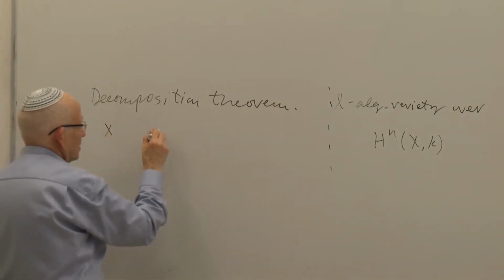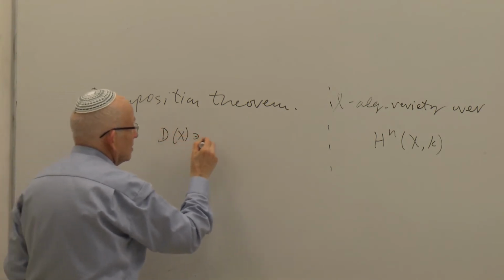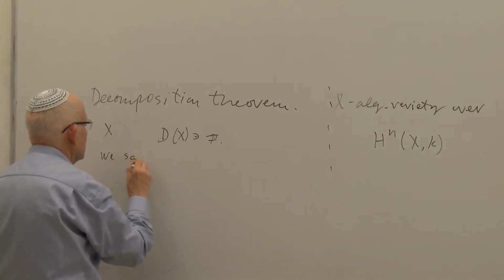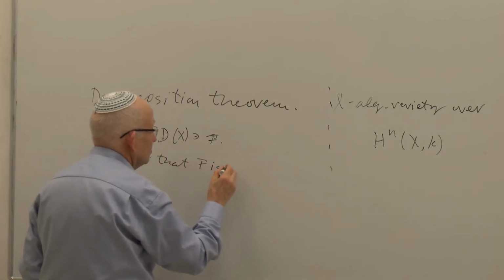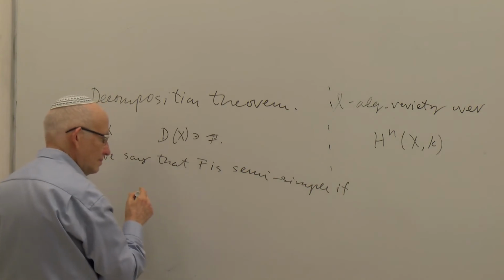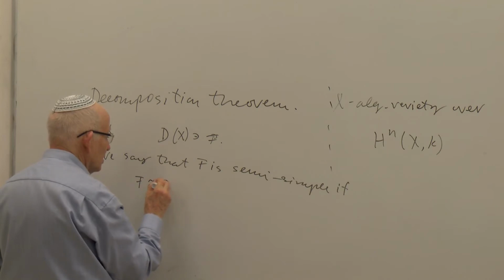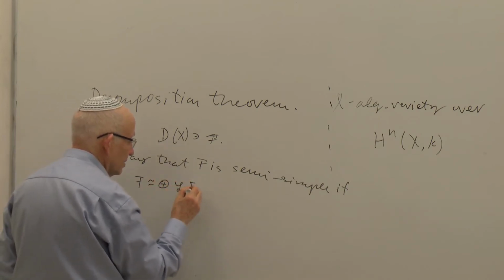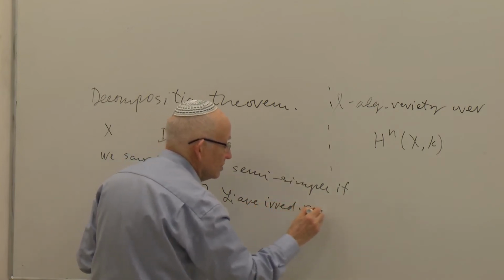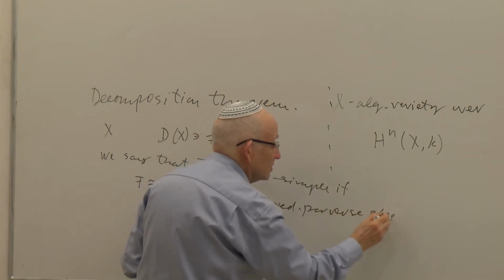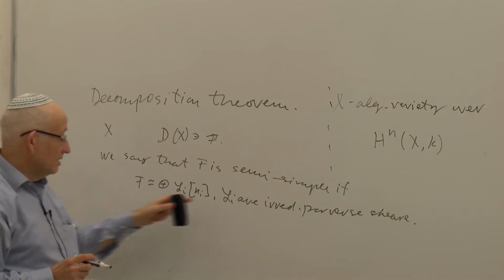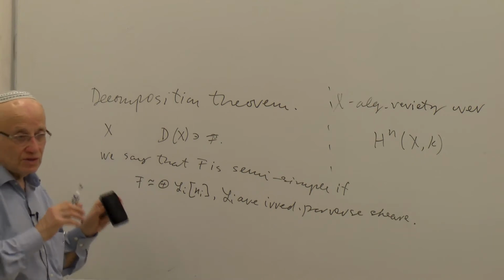Consider X as before and consider D(X). Consider some object F in D(X). We say that F is semi-simple if F is isomorphic to a direct sum of L_i shifted by n_i, where the L_i are irreducible perverse sheaves. D(X) is the derived category we had before. So it's not necessarily a perverse sheaf, but it is a sum of irreducible perverse sheaves, maybe shifted.